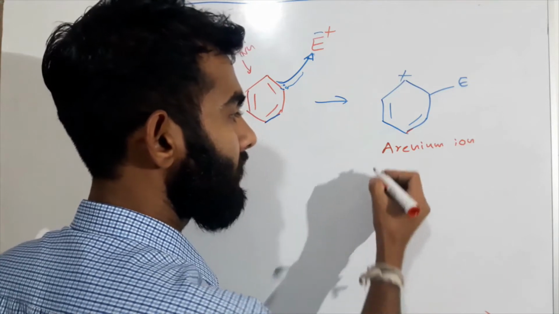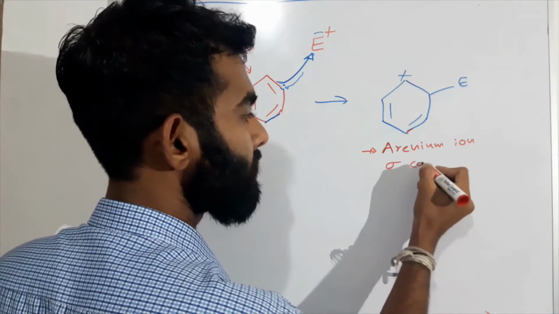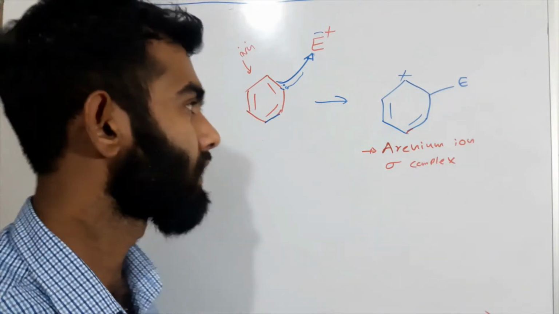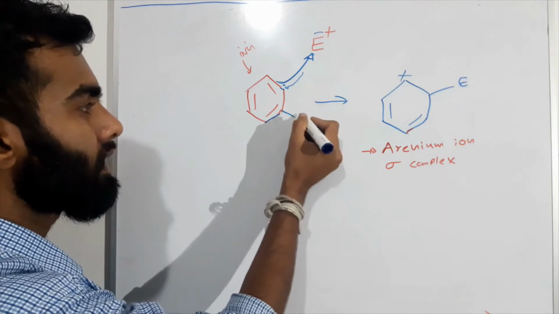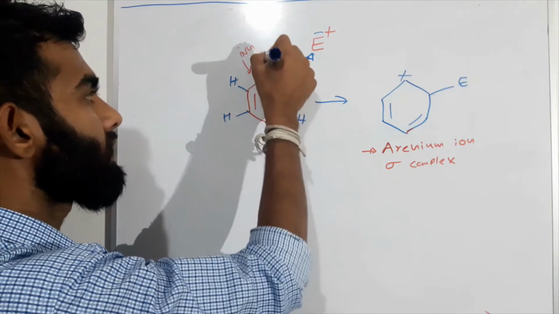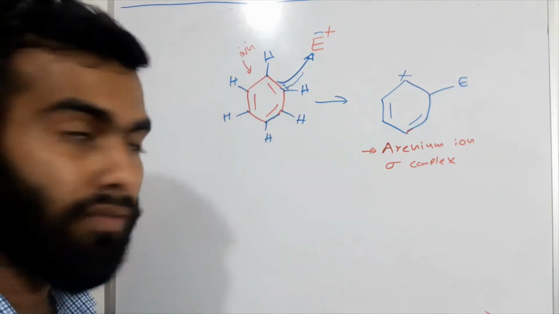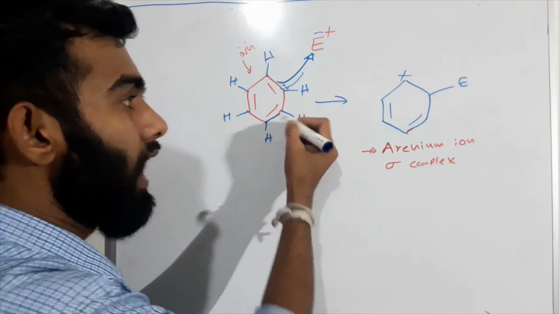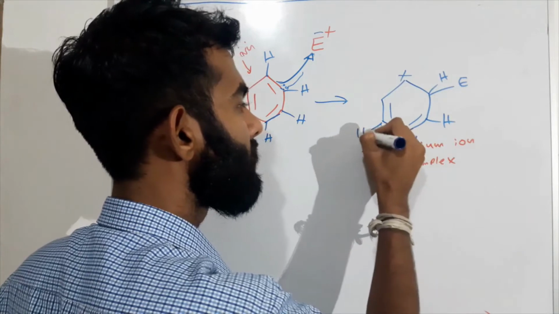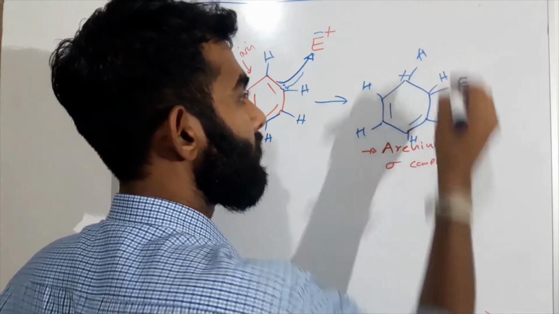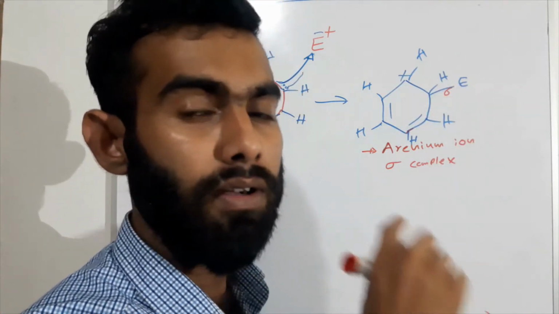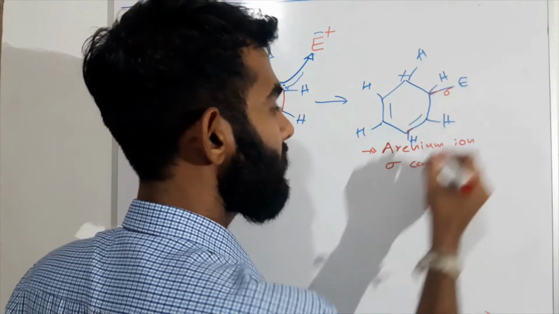Or on the other hand, we can call it sigma complex. Why are we calling that sigma complex? Because initially this benzene ring has 6 carbon-hydrogen atoms bonded to it, and all are sigma bonds. Other than those 6 hydrogens, now a new sigma bond is formed between carbon and the electrophile. A new sigma bond formed. So that's why we call that sigma complex.